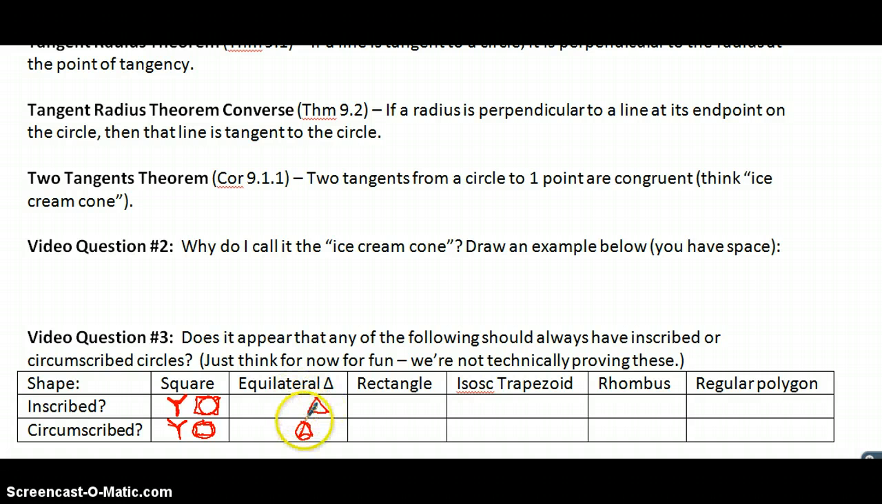Oh, did I do that backwards? No. I could get a circle to fit perfectly inside that, tangent to all 3 sides. Yeah, the equilateral stuff is kind of nice. So from that, you might guess that, yes, these are true also.